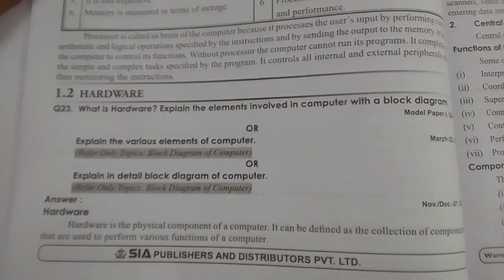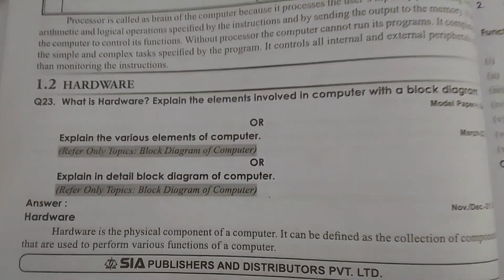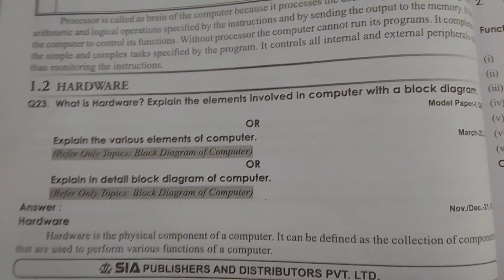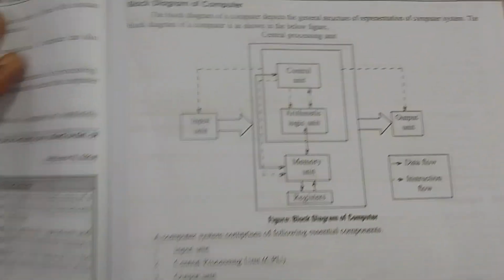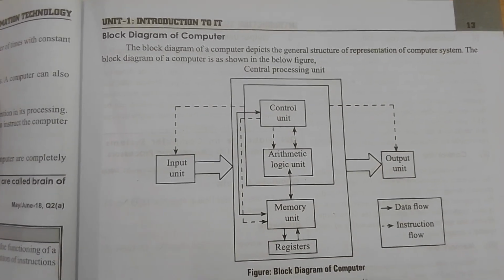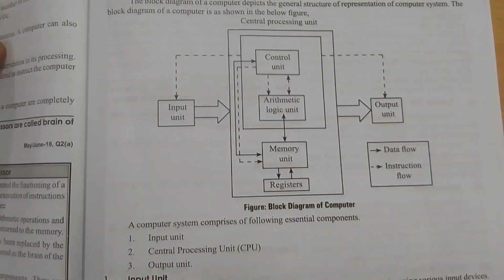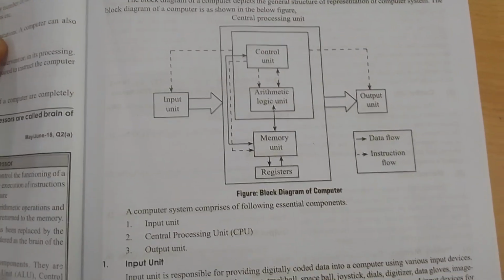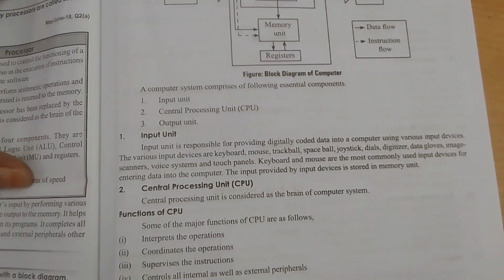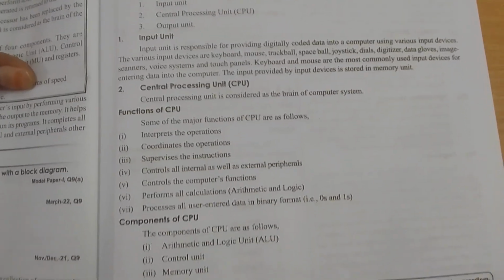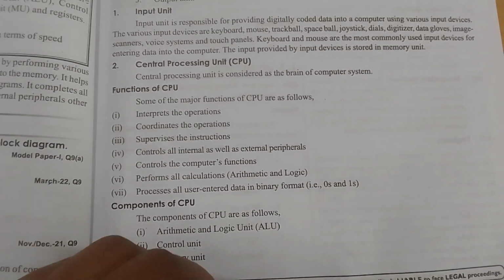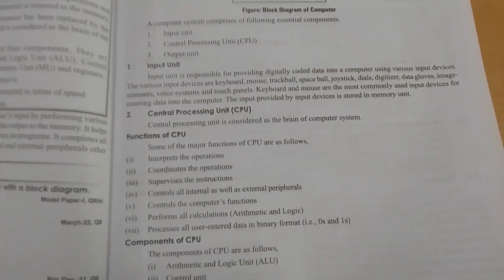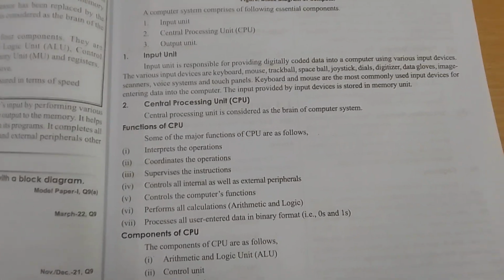Coming to the first question, the most important question: block diagram of a computer. Without this you should not even start reading computer subjects. This is how your block diagram of a computer will be, and you will have to explain each of these points in detail. What you see in the block diagram, you will have to explain it. When you are reading computers you will have to know the block diagram, without which you cannot even proceed.